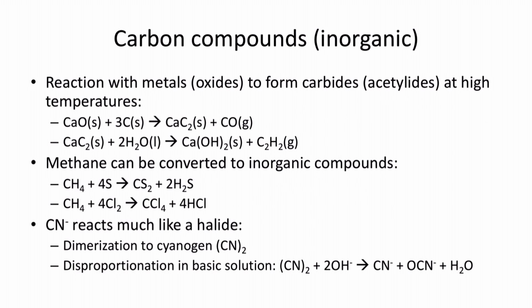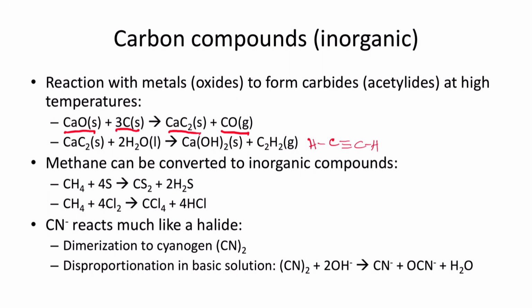So for example, carbon can combine with metals or metal oxides to form carbides or acetylides at high temperatures. Let me give you an example of that. Calcium oxide can combine with elemental carbon to make calcium carbide, CaC2, plus carbon monoxide. This carbide is also called an acetylide. Calcium carbide or calcium acetylide can react with water to make calcium hydroxide plus acetylene or ethyne, which is C2H2, which looks like this. Triple bond between the C's.